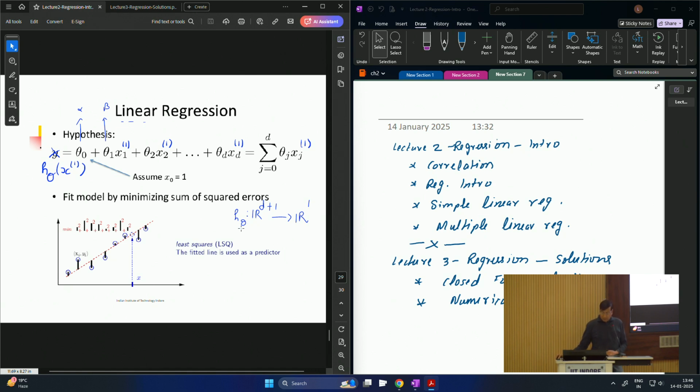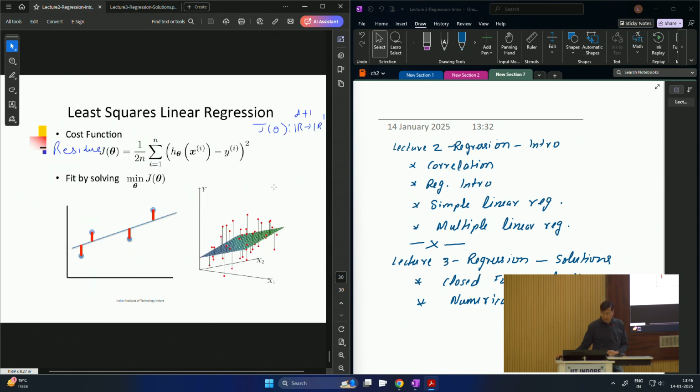So now your h theta is going from a d plus one dimensional space. Why? Because there are theta naught to theta d, those are the unknown variables. Everybody with me? And it's going to a one dimensional space. So you can write it as a summation of theta j x_j^i. This also we saw last time.